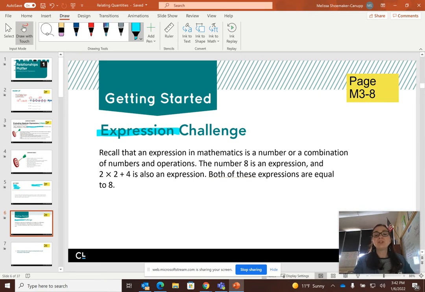Recall that an expression in mathematics is a number or a combination of numbers and operations. The number 8 is an expression. We could say 2 times 2 plus 4 is an expression. It still equals 8, right? Because 2 times 2 is 4. Then I add 4, gets me 8.